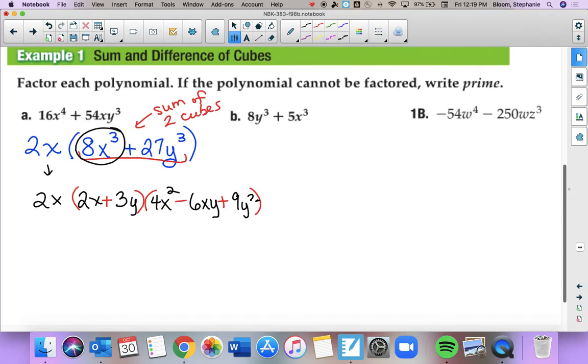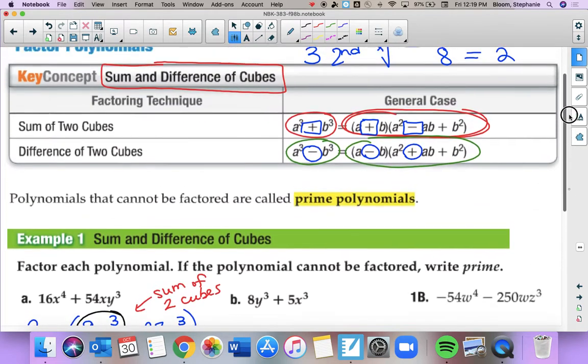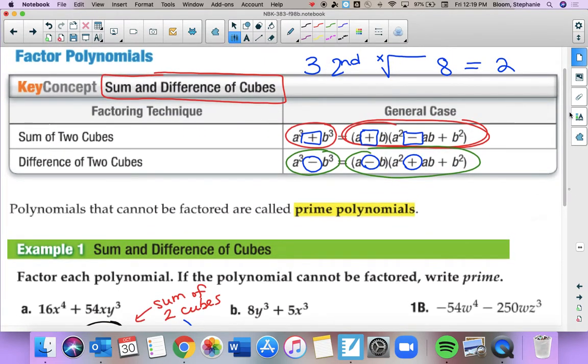Okay? And here's what I want you to understand. So this is going to be it right here. The thing you need to know, so I'm going to put it up here so we can see, is that these trinomials right here are not ever going to be factorable.